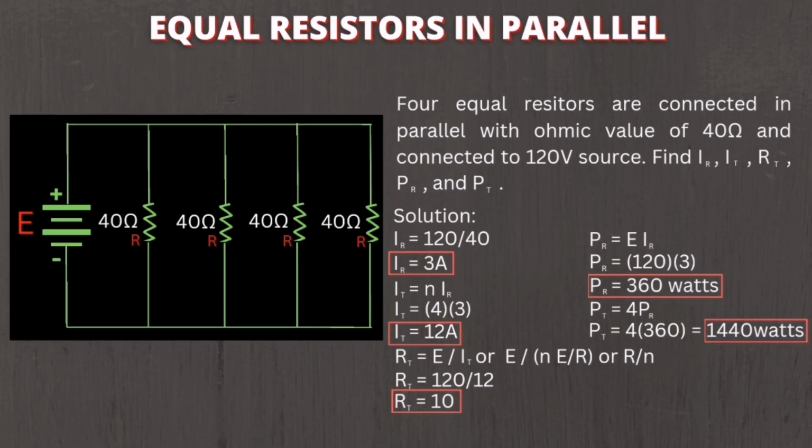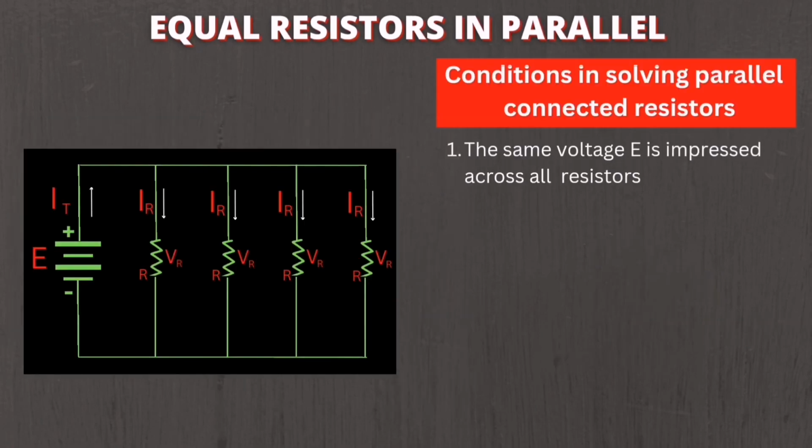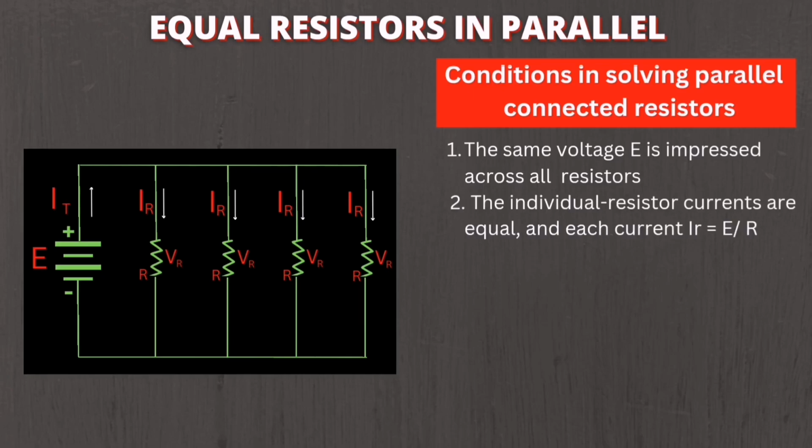So as a summary, guys, the conditions in solving parallel connected resistors are: number 1, the same voltage E is impressed across all resistors. For number 2, the individual resistor currents are equal, and each current I of R is equal to E divided by R. And for number 3, the total current I of T is equal to N multiplied by E divided by R, or N multiplied by I of R.